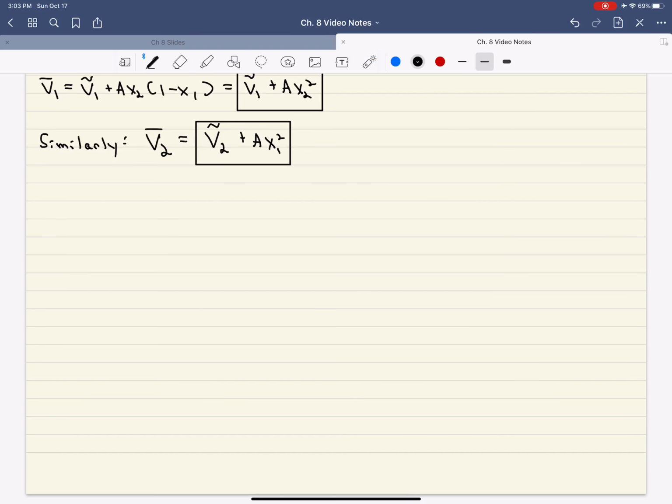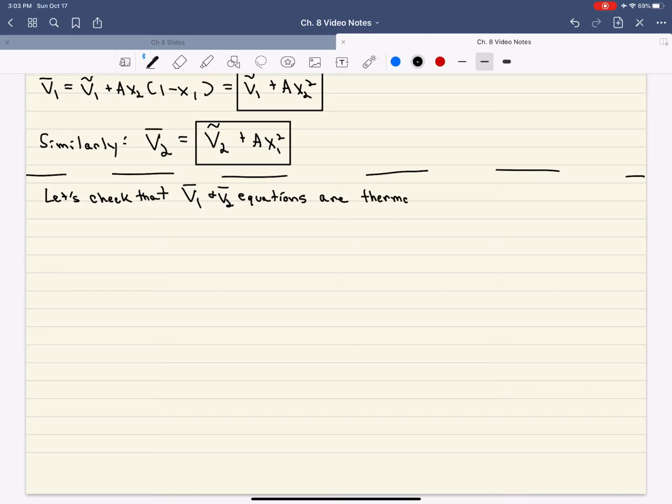All right, and so now that we have these equations for V1 and V2, we need to make sure they make thermodynamic sense. So let's check that the V1 and V2 equations are thermodynamically consistent. We're going to do three things to make sure they're thermodynamically consistent, and the models need to pass all three tests.